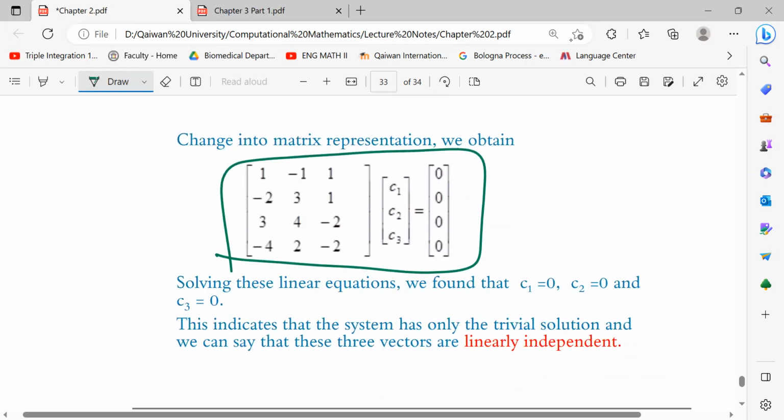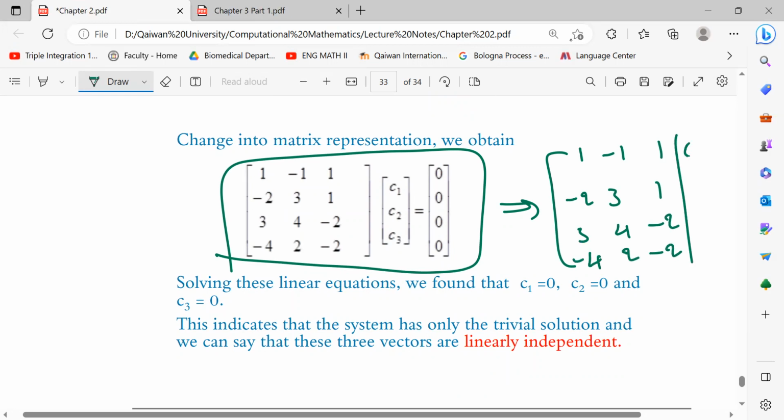This is the vector. Now, write down the augmented matrix, which is 1, negative 1, 1, negative 2, 3, 1, 3, 4, negative 2, negative 4, 2, negative 2, then 0, 0, 0, 0. Solve this. You get the values for C1, C2, C3, and all are 0. That means the vectors are linearly independent, because all the values of C are 0.